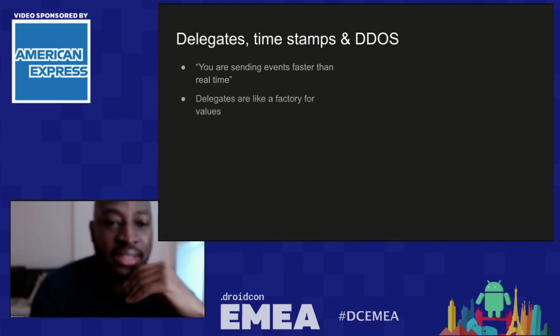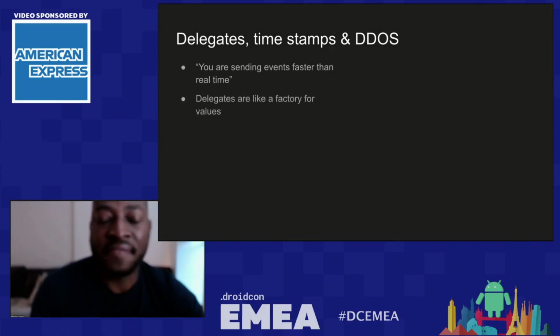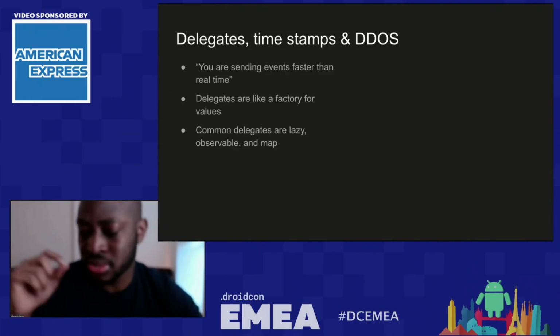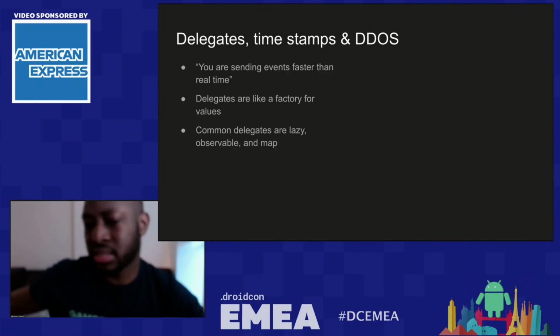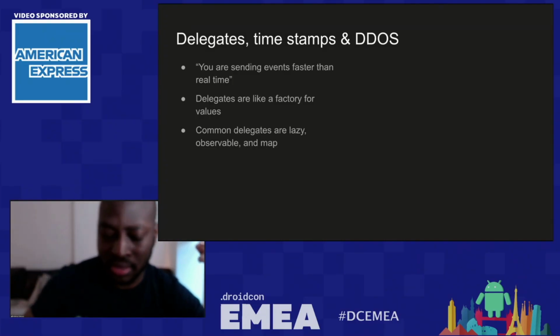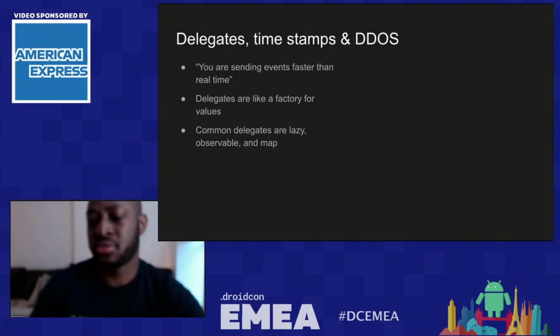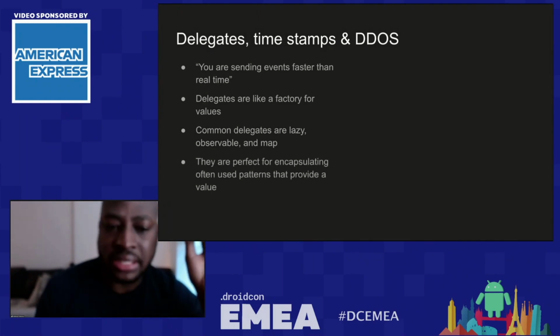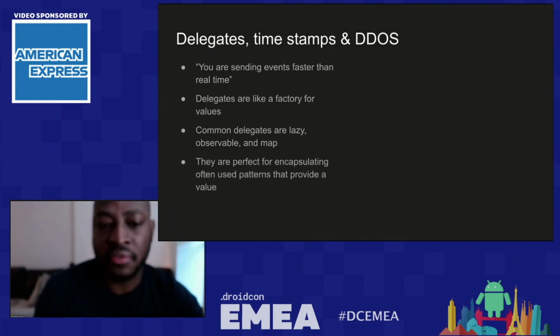But let's talk about Kotlin delegates. Now, delegates are like a factory for values. The most common delegates of Kotlin are the lazy delegate, where it's only going to create a variable at the first invocation. Observable delegate, where as soon as you set a value, it has a callback to notify something else. And map, where you could just delegate values to being read from a dictionary or a map. Now, the thing about delegates is that they're perfect for encapsulating often used software patterns that can provide a value.